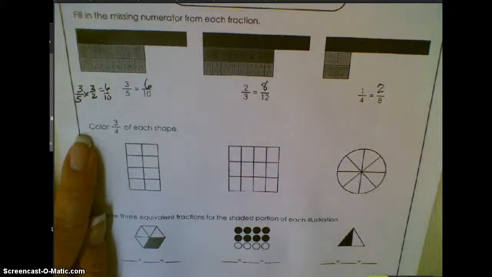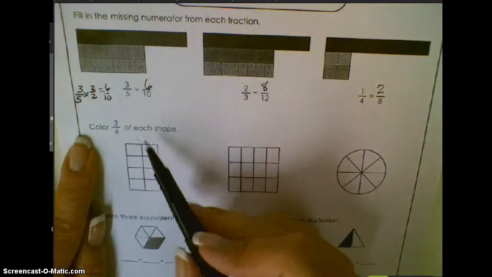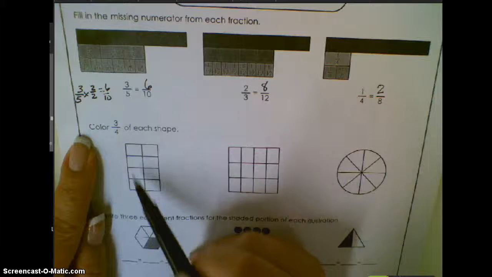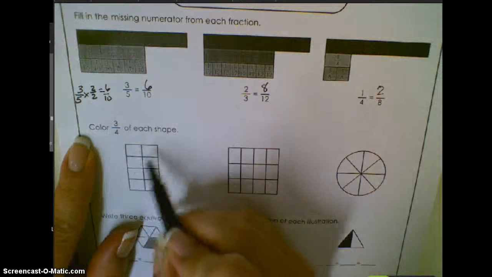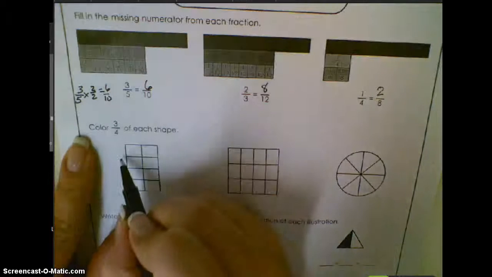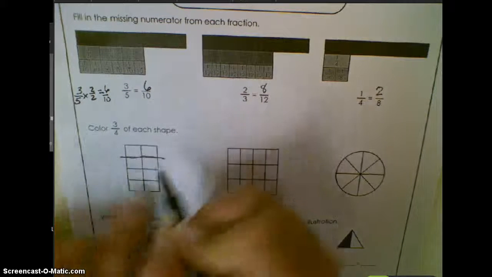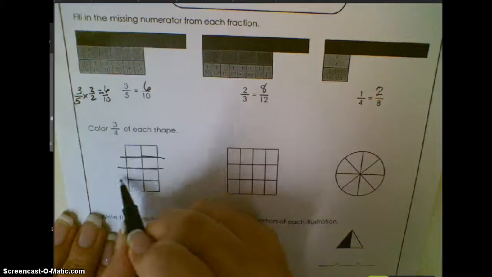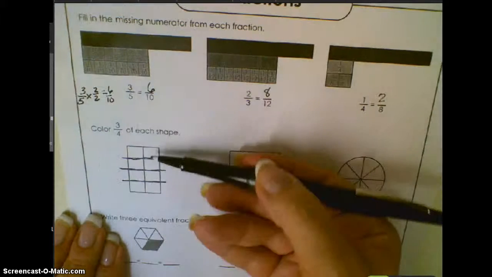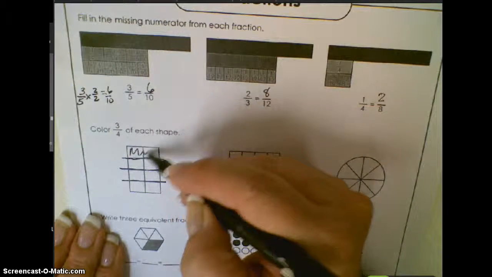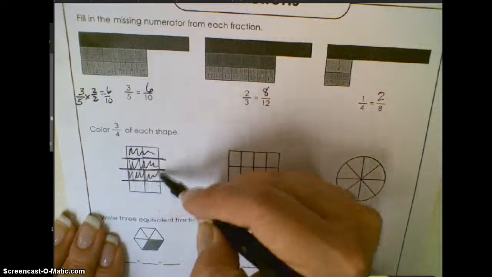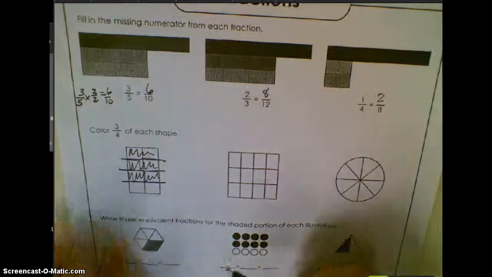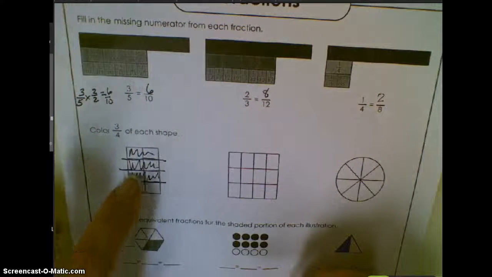This one, we're supposed to color 3/4 of the shape, and we're going to have to look at this differently, because if we count each square, it's going to give us eighths instead, and we want fourths. So let's look at it this way. There's a fourth, 2/4, 3/4. So I've got a group of 1 here, and I've got a group of 2, and a group of 3. So that's one way you could do it. You could also leave this one blank and color the other 3.